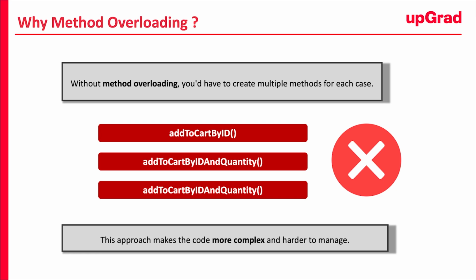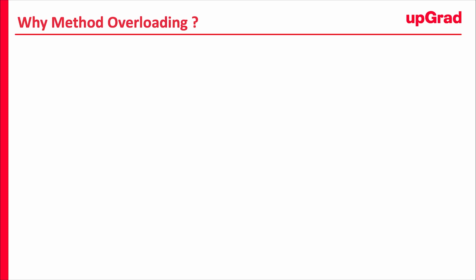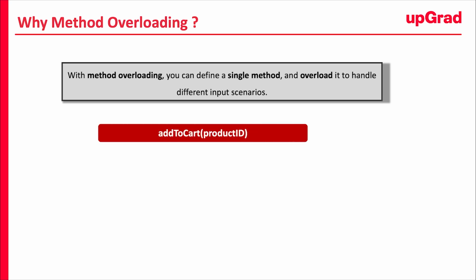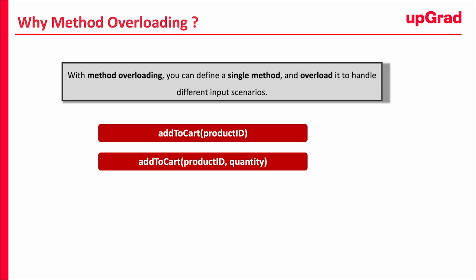With method overloading, you can define a single method, add to cart, and overload it to handle different input scenarios. Java automatically chooses the right method based on the number and type of arguments passed. For example, add to cart with product ID. And then the function name would be the same, but the number of parameters would be different. For example, in the first case, there is product ID. In the second function, it is product ID and quantity. So the difference between these two functions is the number of parameters.